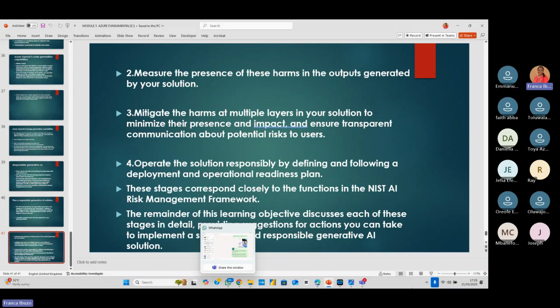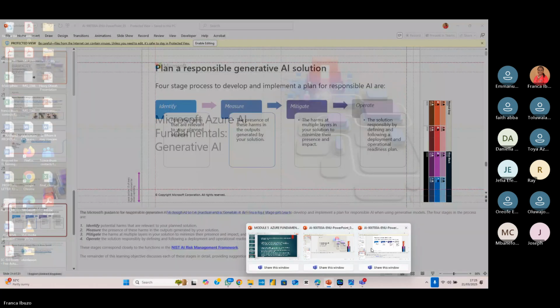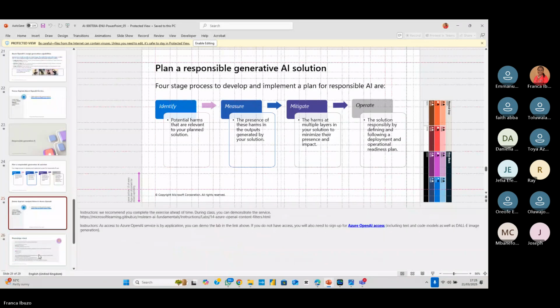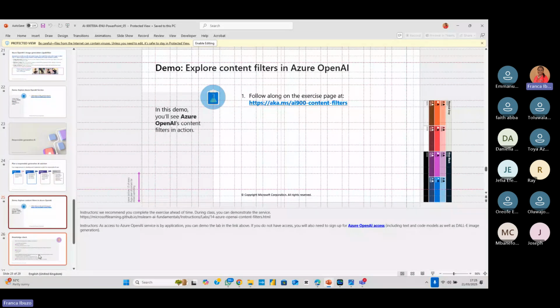So let me go back to this. Here we have another project. Here we're looking at how to explore content filters in Azure OpenAI. In this demo, we'll see Azure OpenAI's content filters in action. We'll get to this.